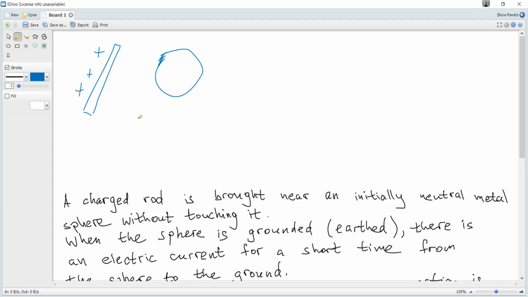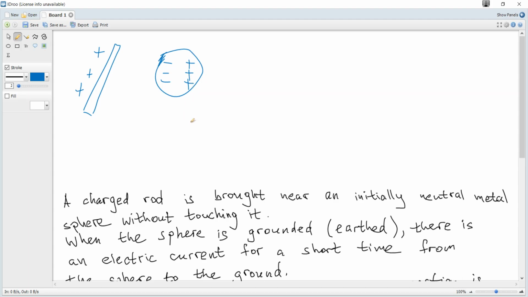Actually you remember that opposite charges attract each other and same charges repel each other, and these positive charges attract minuses, negative charges, and there will be such a distribution of charges so that the metal sphere will have more negative charges to the left, closer to the rod, and more positive charges far from the rod, to the right.